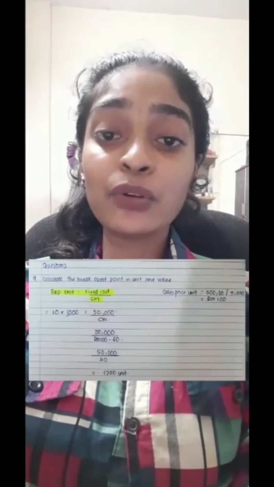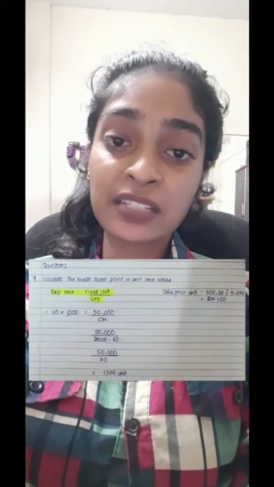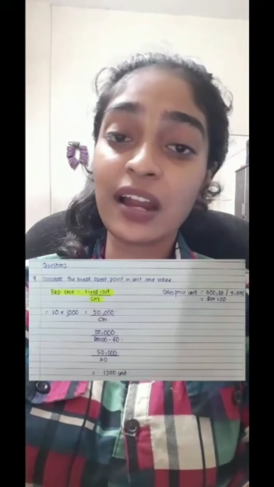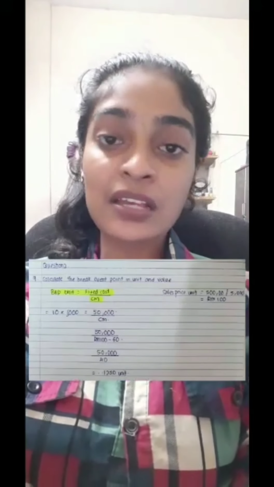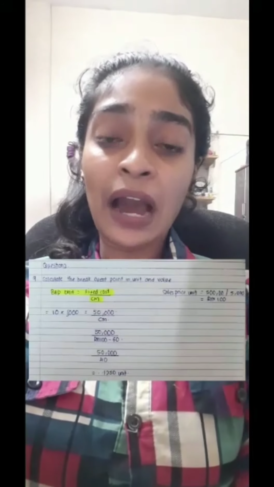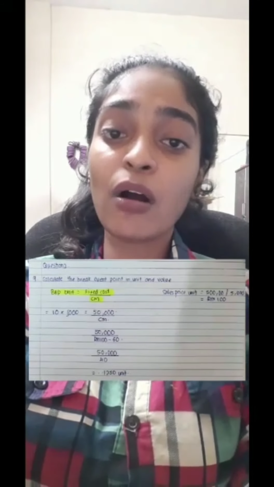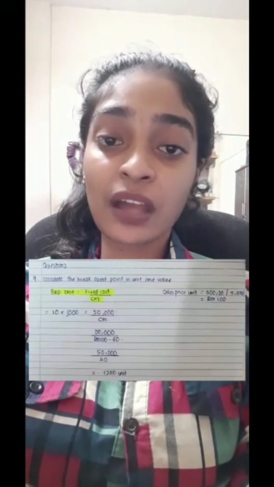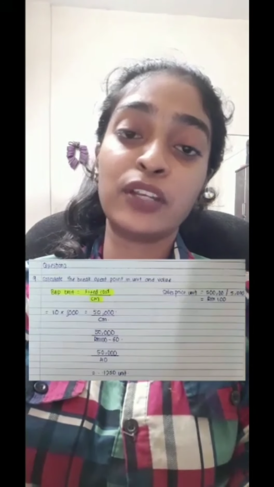How to calculate the contribution margin is sales price per unit minus variable cost. On this question, our sales price per unit is 100 ringgit minus 60, which is our variable cost. So we get the answer of 40 for the contribution margin, and once we have all this information, we can start to calculate: 50,000 divided by 40, we get the answer of 1,250 units.